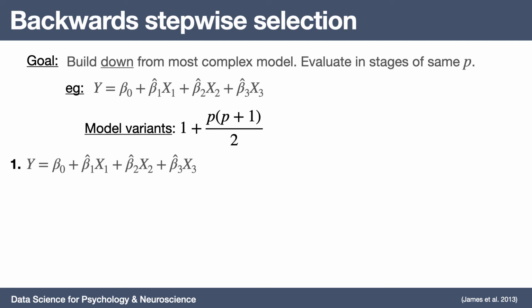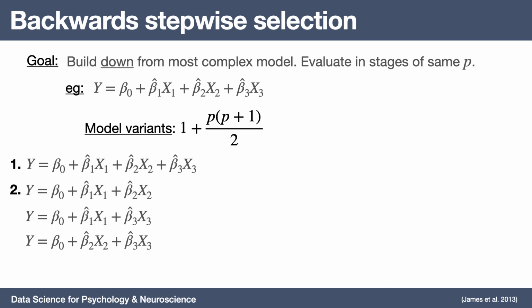But we'll start backwards. We'll start with the most complex model and say, test the full model. And since this is the only model in this heat with p equals 3, we're going to carry over all the terms. Now we're going to compare all possible subsets. So in this case, we're going to compare all models with only 2 terms: a model with x1 and x2, a model with x1 and x3, and a model with x2 and x3.